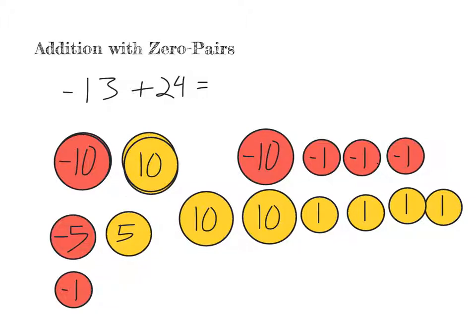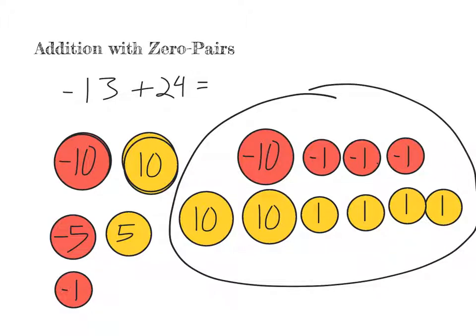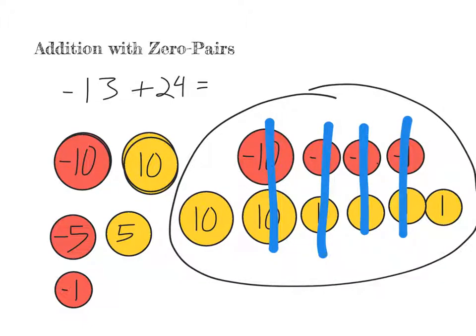Move that one out of the way so we're not confused. So these are the zero pairs that we are going to combine. Every zero pair that has a partner will cancel out. So I'm going to cancel out the negative 10 and the positive 10, this negative 1 and positive 1, this negative 1 and positive 1, and this negative 1 and positive 1. And then I'm going to look at what I have left. I have a positive 10 and a positive 1. And when I combine those together, that equals 11. Therefore, the answer to the problem, negative 13 plus 24, equals 11.